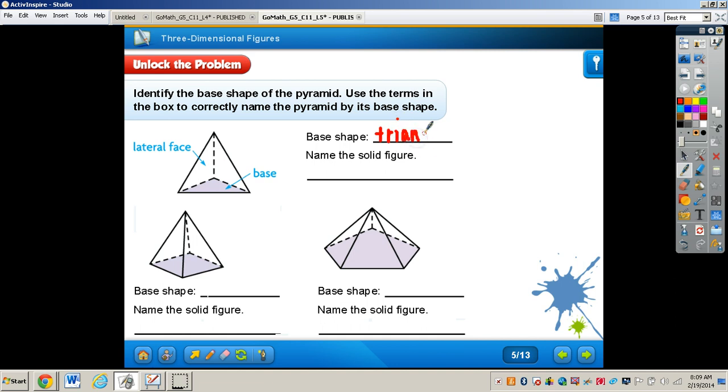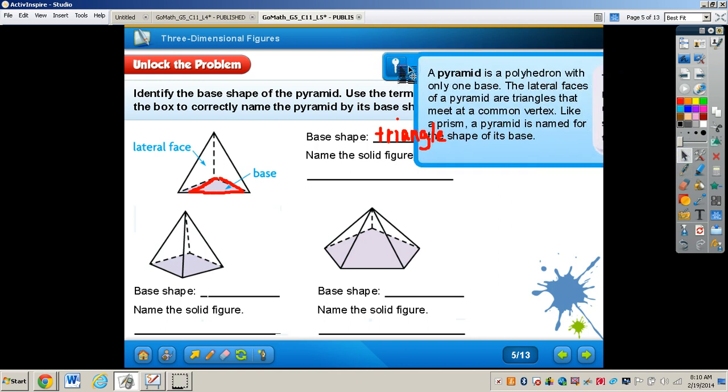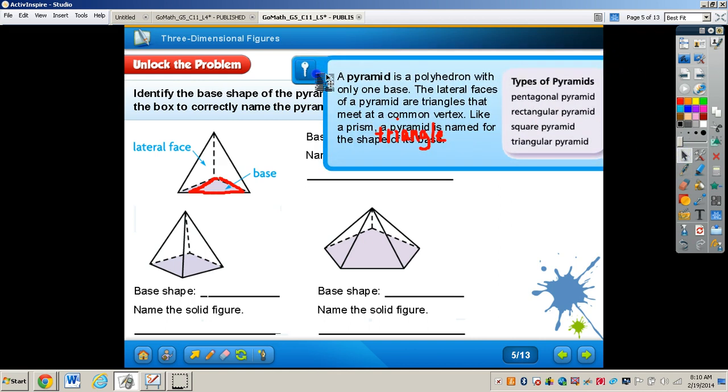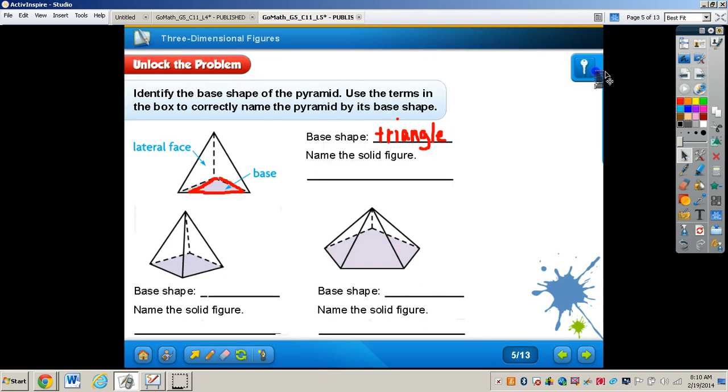I want you to do this in your book as well. So the solid figure here, since we have a triangle as a base, would be a triangular pyramid. You can just copy that down. I'm not going to write it for the sake of time. Triangular pyramid, that's in the upper right hand corner of your book on page 458.